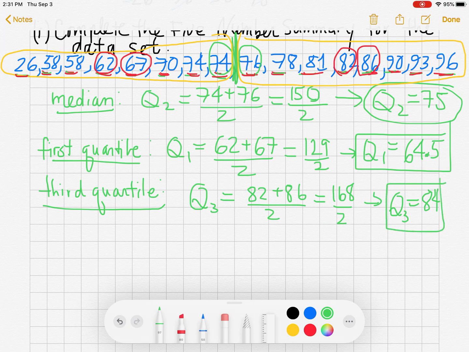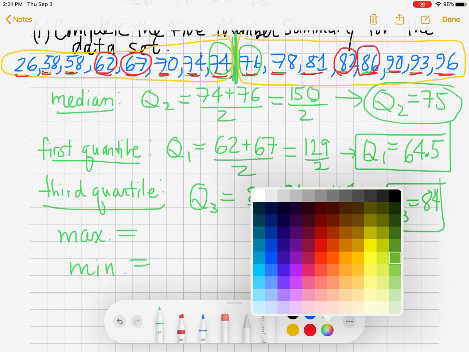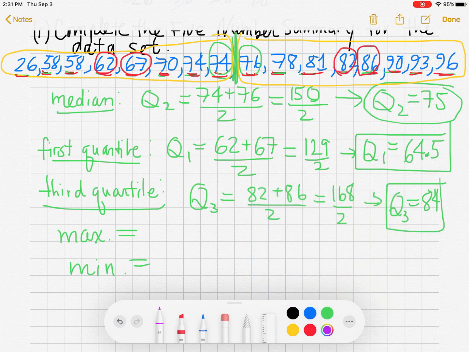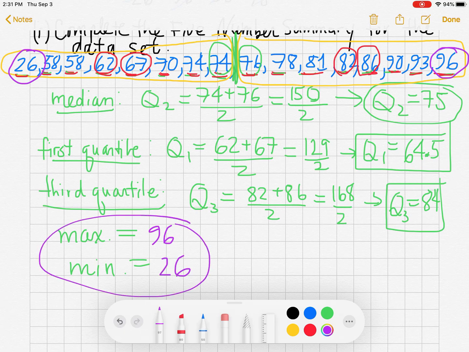So Q3, the third quartile, is 83. Now the final thing you want to do is identify the maximum and the minimum, the largest and the smallest number. The maximum here is going to be 96. The largest number is 96. And the minimum is 26. You don't have to do them in any special order. I think last time I did them in a different order, but yeah.